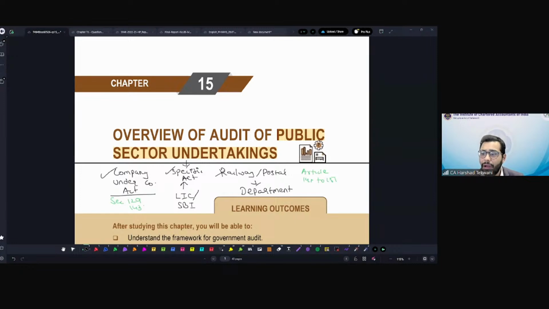Again, as an example of an autonomous body, you can say the Reserve Bank of India is also an autonomous body. The Election Commission is also an autonomous body. So autonomous bodies are independent. They can be either constitutional or statutory under a specific act. For example, the Reserve Bank of India Act. The RBI has a separate act. It is an autonomous body, different from the government.